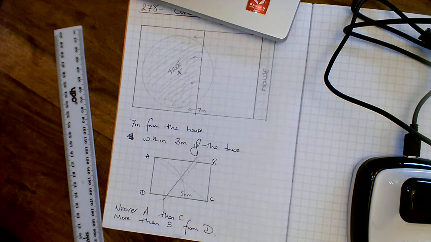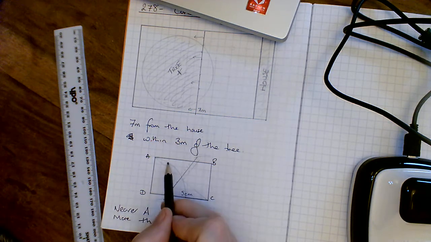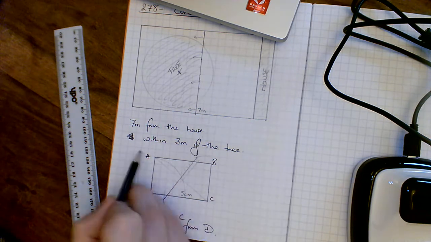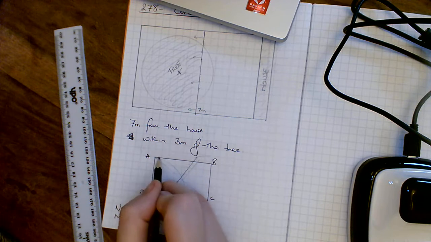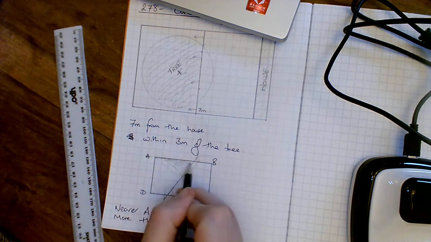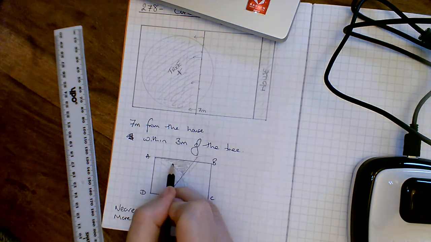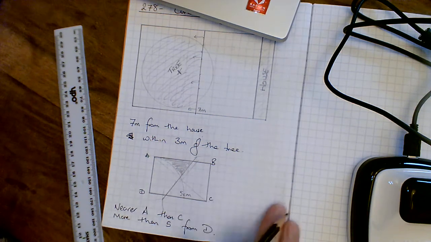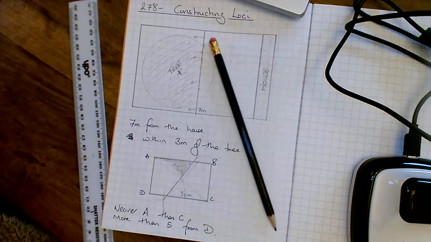Now it says more than 5 centimeters, so I need to be outside of that quarter circle, and I need to be this side of this line, which means the only area I can be in now is going to be this area here. Okay, and that's constructing loci. Have fun.